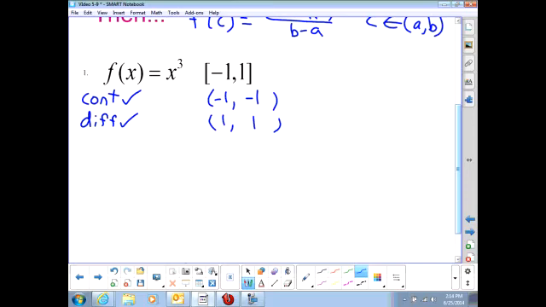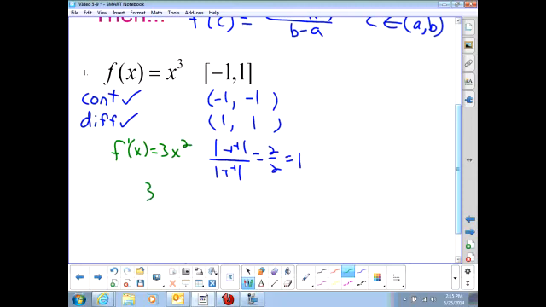So let's find our slope. 1 minus a negative 1 over 1 minus a negative 1. That'll give us 2 over 2. So we'll therefore have a slope of 1. We'll take our derivative and get 3x squared. And in mean value theorem, you set your derivative equal to the slope that you found between the endpoints.